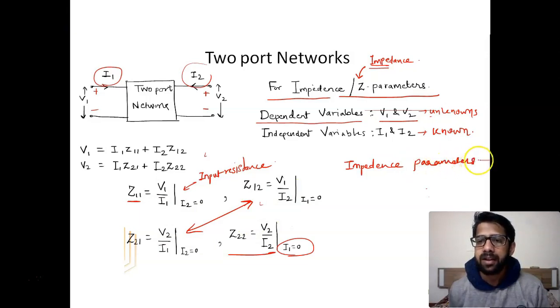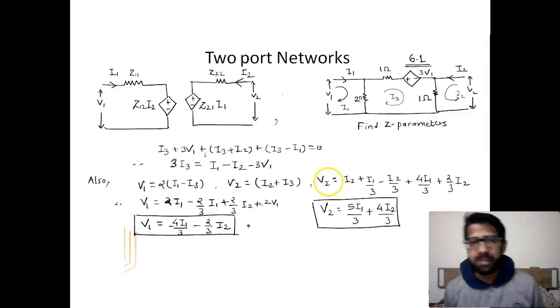Alright. So you can find out Z12 as V1 upon I2 when I1 is equal to 0, and for Z21 you have V2 upon I1 when I2 is equal to 0. Let us see a live example for this.